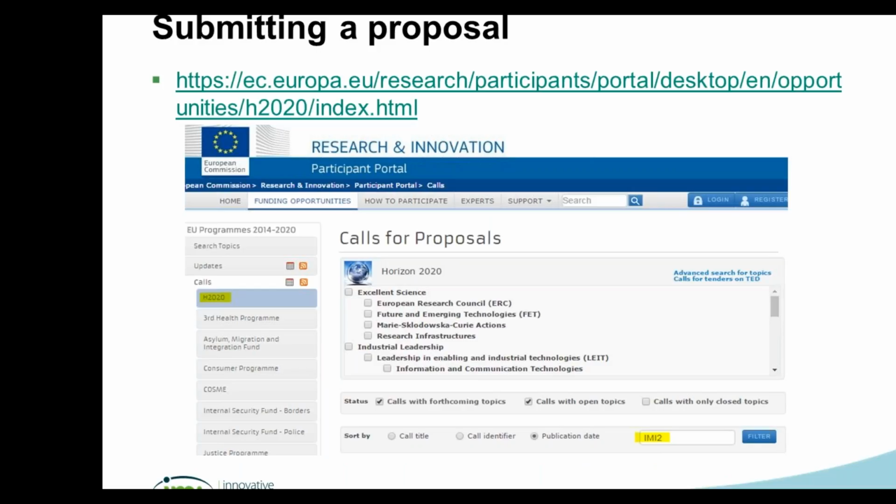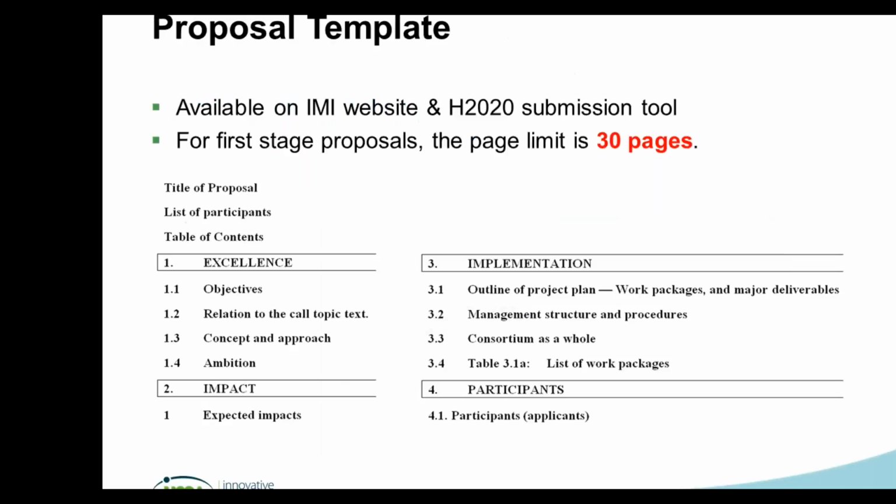Now, to submit a proposal with this new call, there will be the requirement to use the H2020 portal. In terms of the proposal template, it's available not only on the IMI website, but as well in the H2020 submission tool. For the first stage proposal, the page limit is 30 pages.